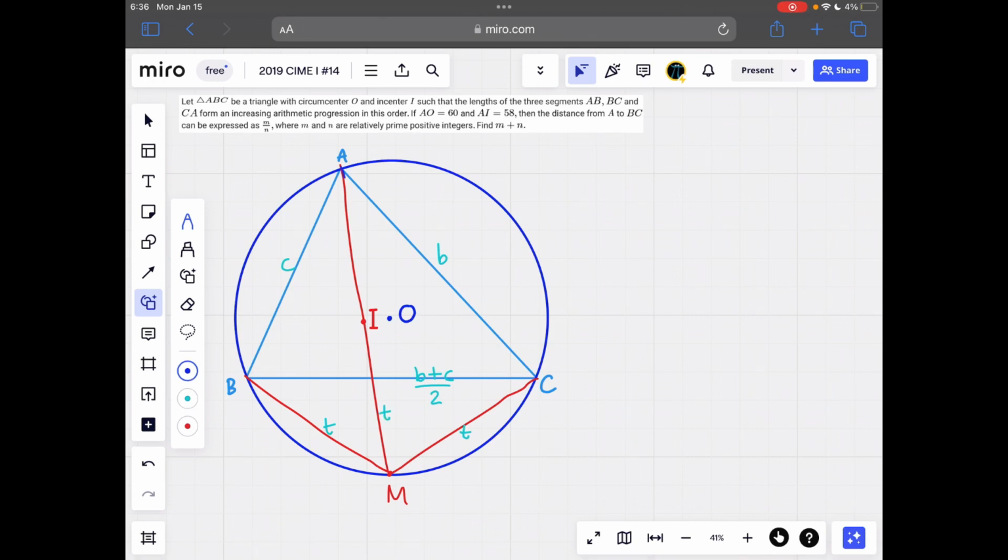We also know that AO is 60 and AI is 58. We can use Ptolemy's theorem on quadrilateral ABMC. Let's do that now. We see that b times t plus c times t, which is the sum of the products of opposite sides, that's equal to (b plus c) times t, is equal to the product of the diagonals, which is (t plus 58) times (b plus c) over 2.